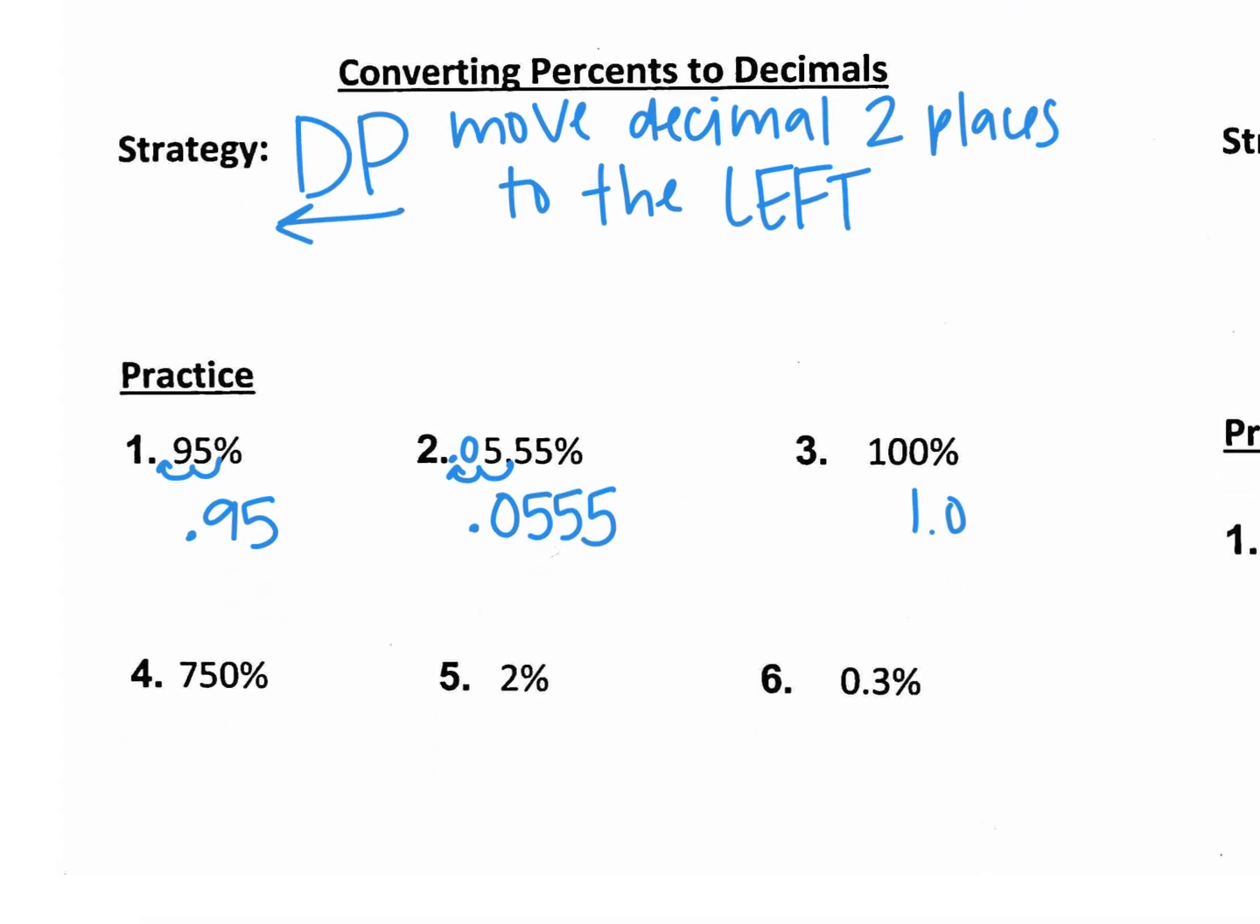Number 4, I start at the back and move it 2 places to the left. So 750% is the same as 7 and a half. 7 and 5/10. 2% milk is not the same as whole milk. It's less than whole. 1, 2 places to the left. It's 2 hundredths. Guys, be so careful. Okay, the last one, 2 places to the left, makes that 3 thousandths.